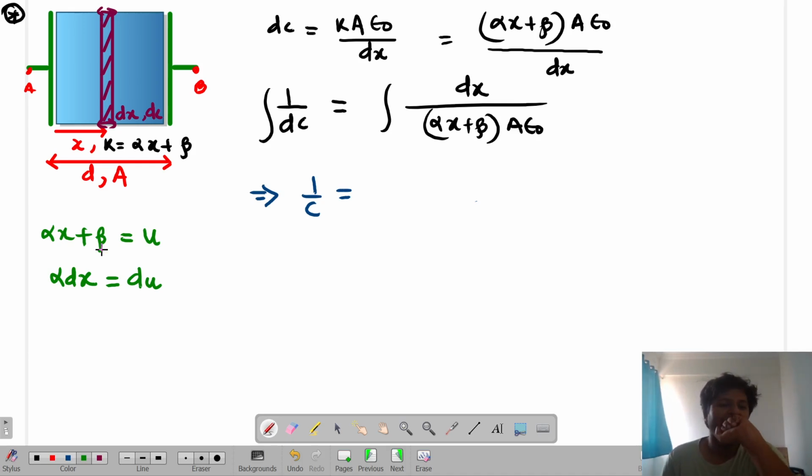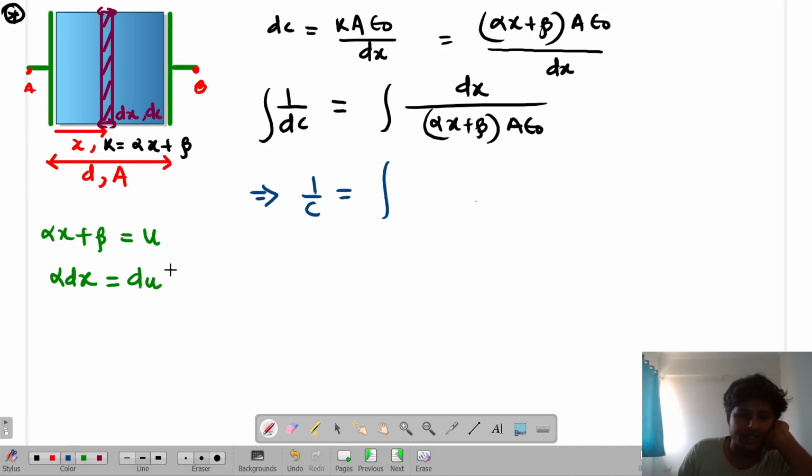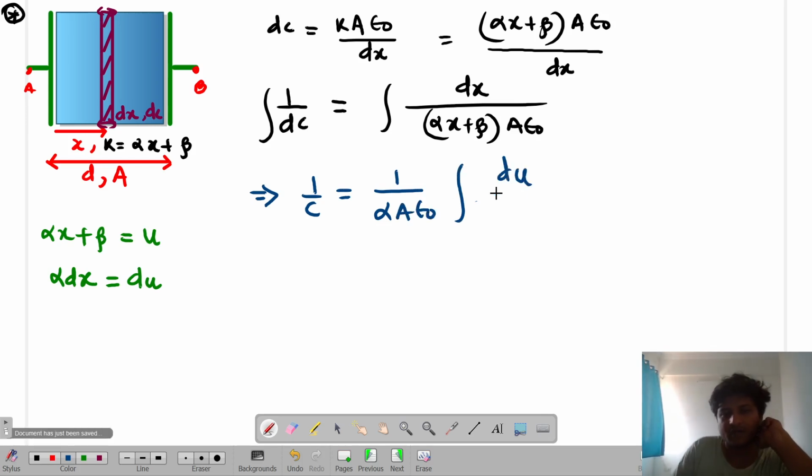Got it? We'll have to put the limits also. We'll have to change the limits in that sense. So this will become what? The integral of dx is du by alpha. So I can write it as 1 by alpha A epsilon naught, common, integral du by u, basically, which I have considered, isn't it? But when x was equal to 0, u is equal to how much? This is from 0 to distance d, isn't it?